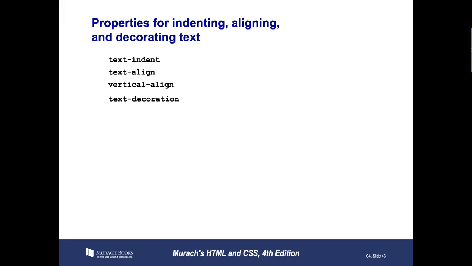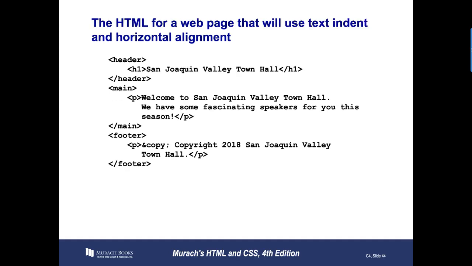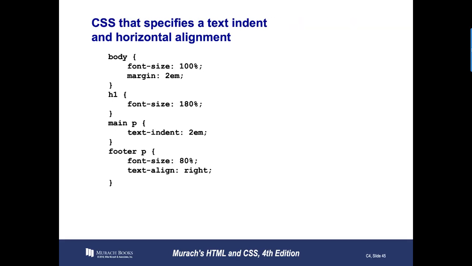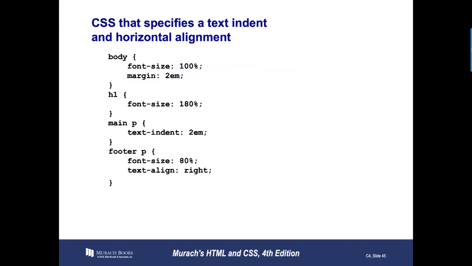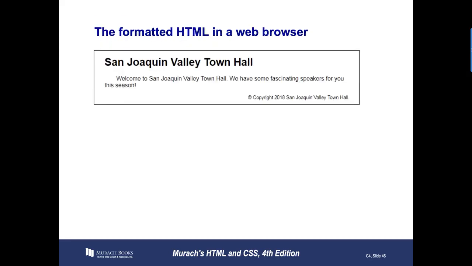Properties for indenting, aligning, and decorating text. Yes, we can decorate text. Text-indent, text-align. You've done some of the text-align in some of the tutorials. Remember, we align text right, left, and justify. Do you remember that? Vertical-align and text-decoration. So there's some text, by the way. Here's the CSS. And you can see the rule that says main p, any paragraph that's in the main, indent that 2 Ms. So look at this. You can see that that line is indented. Do you see that right there? Right below where it says welcome to San Joaquin. Okay. And then the footer is text-aligned right, and you can see that it's aligned right.